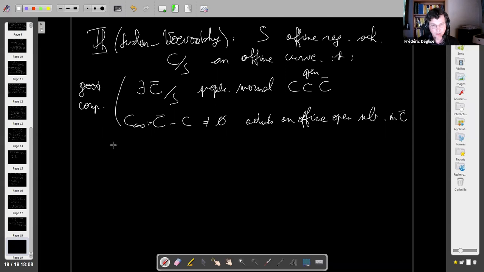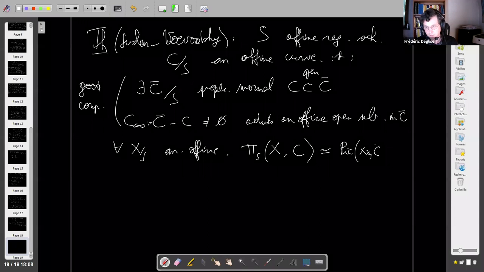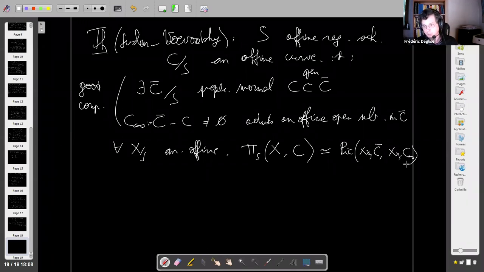And when you have that, you have that for all X over S smooth affine. Maybe I've put too much affine here, but it's not important. Then you can compute the correspondences up to homotopy from X to C, and it's isomorphic to the Picard group of X cross S C bar relative to this closed subscheme here.